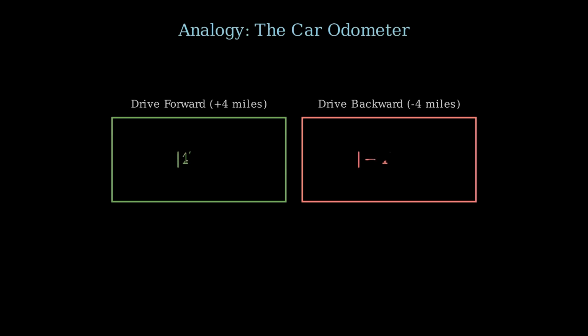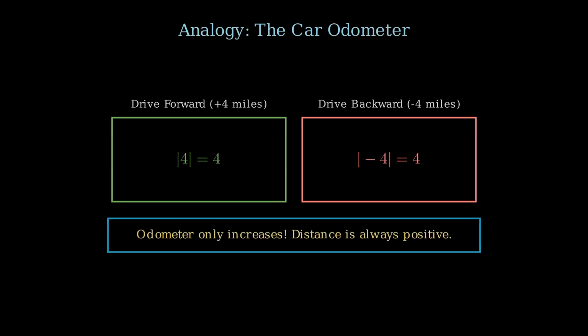Think of absolute value as a car's odometer. If you drive forward 4 miles, your odometer shows 4. If you drive backward 4 miles in reverse, the odometer still goes up by 4 miles, not negative 4. It only measures the total distance, completely ignoring the direction.